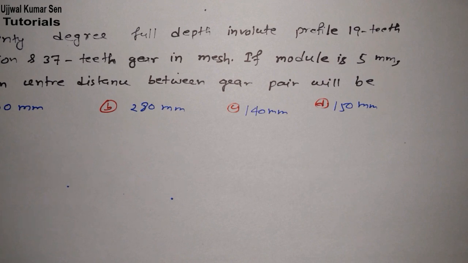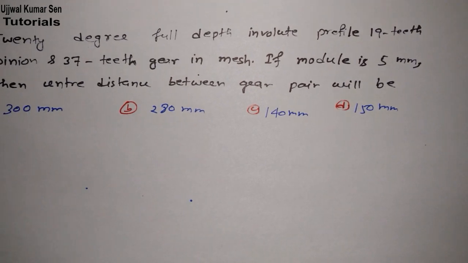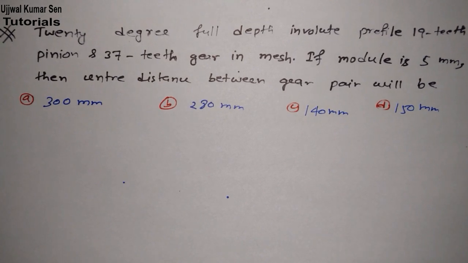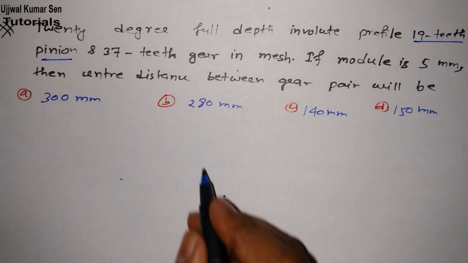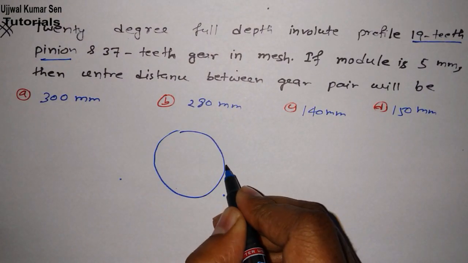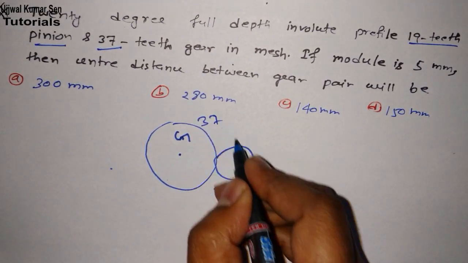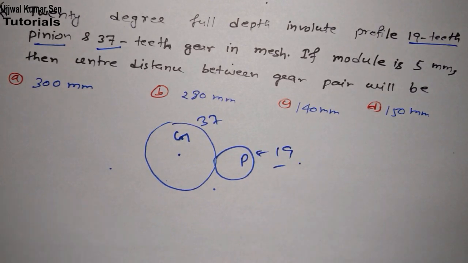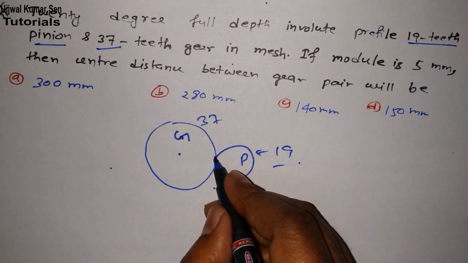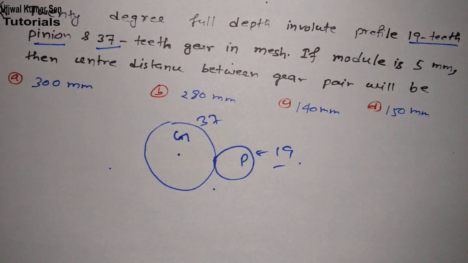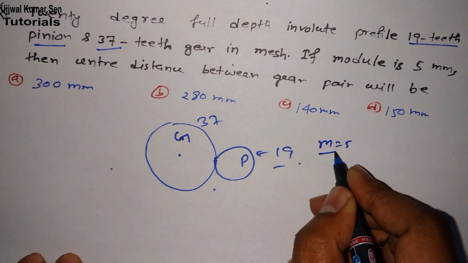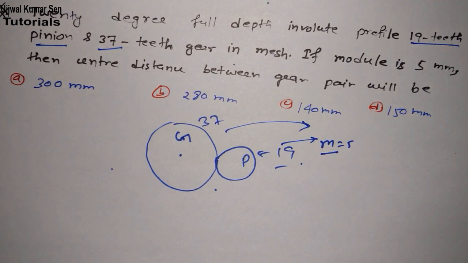In this question, the question is here, and I hope you can also read it. What we are given is a 20-degree full depth involute profile, with a 19-teeth pinion. Let's say this is a gear and this is a pinion. The gear has 37 teeth, the pinion has 19 teeth, and both are in mesh. If the module is 5, so 5 for both gear and pinion.